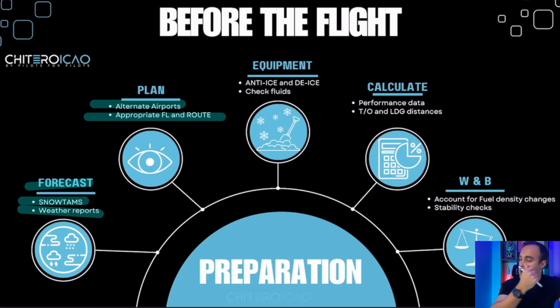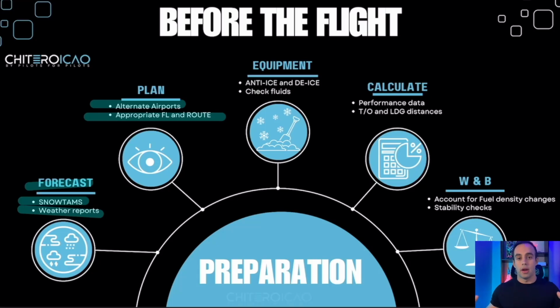So we need to find good alternate airports, not only one airport. We need to have different alternates because we know that if something bad happens, we must reach that airport. So we must have two or three plans there. And of course, if we know the weather, we will have to maintain or decide an appropriate flight level or route.